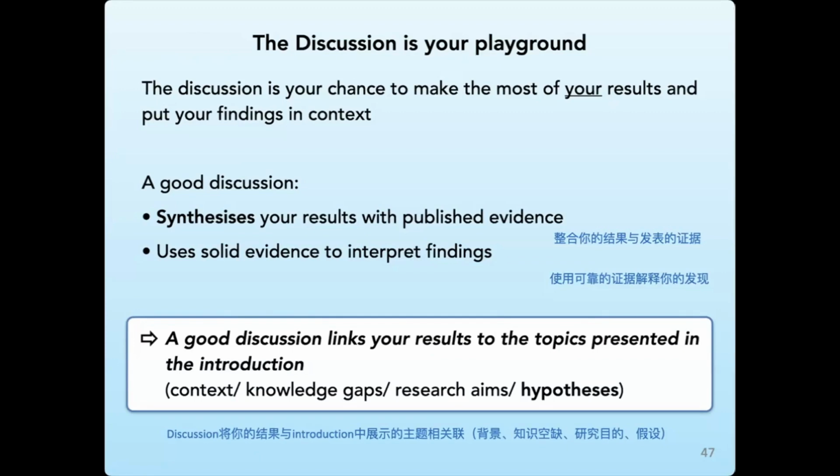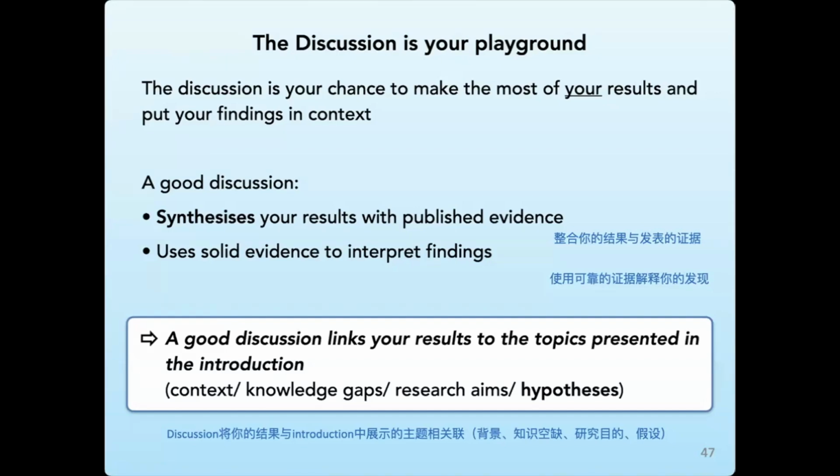So again, we have context, the knowledge gaps, the research aims, and the hypotheses. The reader needs to see how the discussion links back to these topics in the introduction. And again, it comes back to this idea that our research aims and hypotheses are the absolute essential thing to think about to structure the rest of the paper.